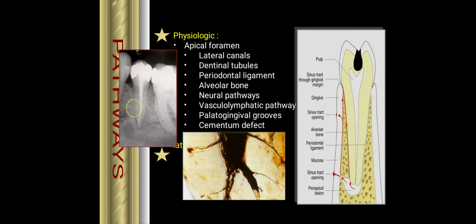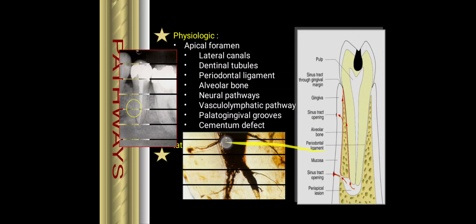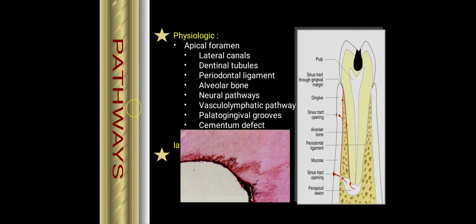Here we can see the sinus tract opening over the lateral border of the tooth surface. Here is the histopathologic diagram of the periapical lesion.